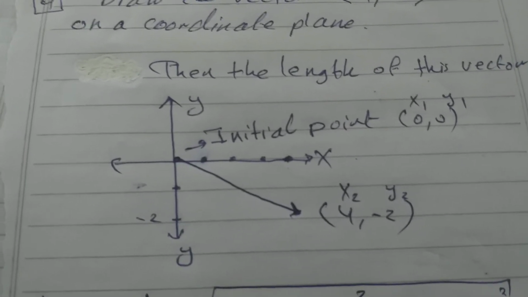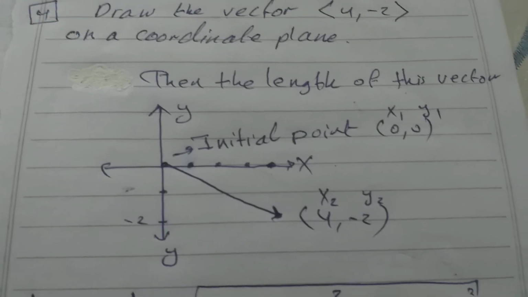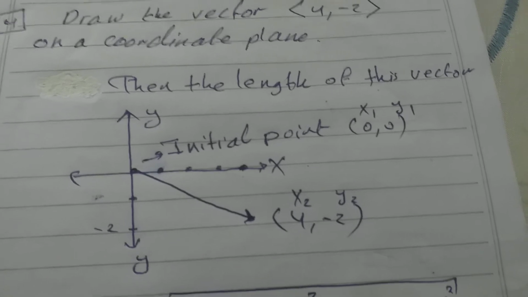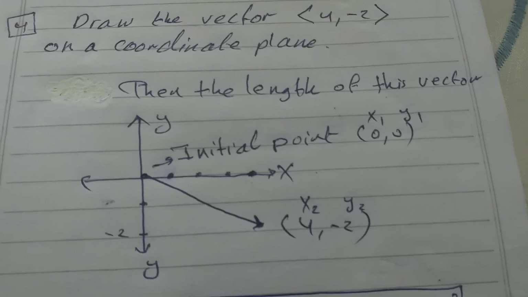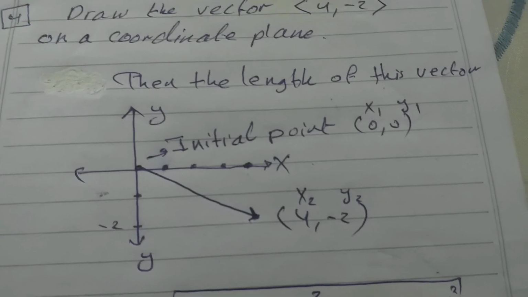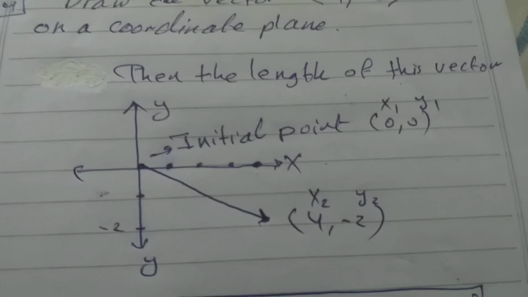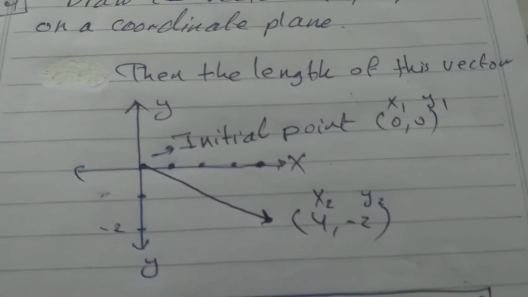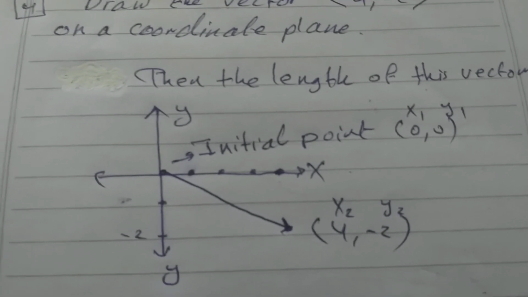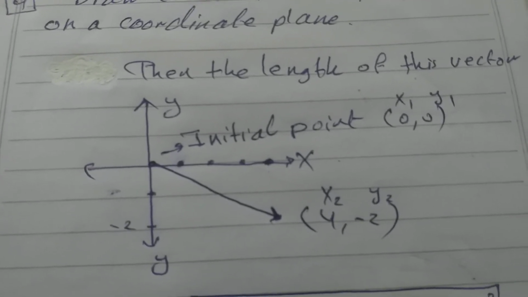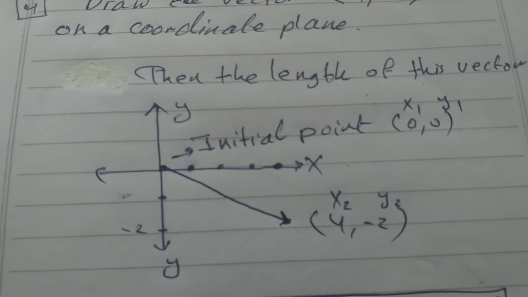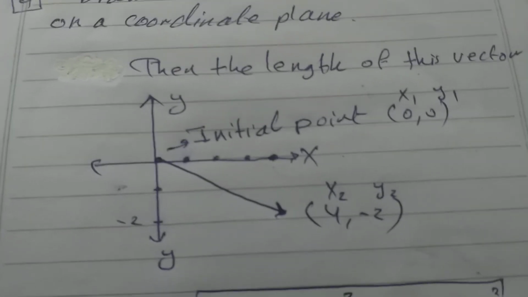Are you following, guys? Please listen to me carefully. The length of the vector, and I need to draw the vector in a coordinate plane. First, I need to determine what is the initial point and what is the terminal point. Look at the vector. The initial point is always the origin, 0 with 0, and it's going to be x1 and y1. The terminal point is 4 with -2. And in that way, I draw it on the coordinate plane.